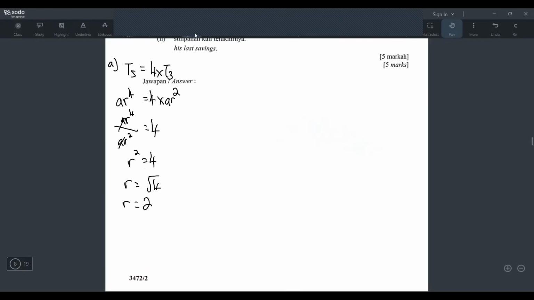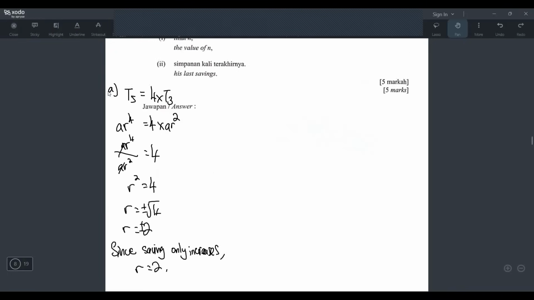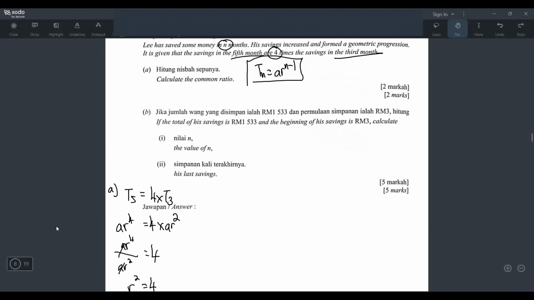So okay, let's write that in our working also, plus minus, but I'll write: since savings only increase, R must be equal to 2. Because if it were negative 2, then it becomes increase, decrease, increase, decrease, increase, decrease, which doesn't make any sense. Okay, question B. Question B says what? If the total of his savings is RM1533, the total, and the beginning of his savings is 3, calculate the value of n.